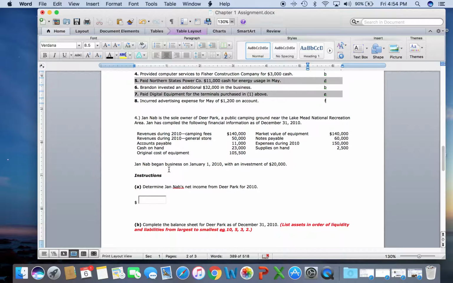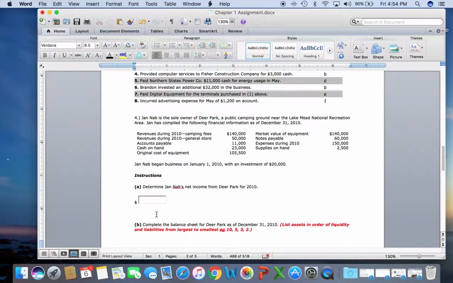First one now says, determine this company. Jan Knapp is the sole owner of Deer Park, a public camping ground near Lake Mead, recreational, with the following information. She began business on January 1st with an investment of $20,000. Determine Jan Knapp's net income. Remember, net income is just revenues minus expenses.